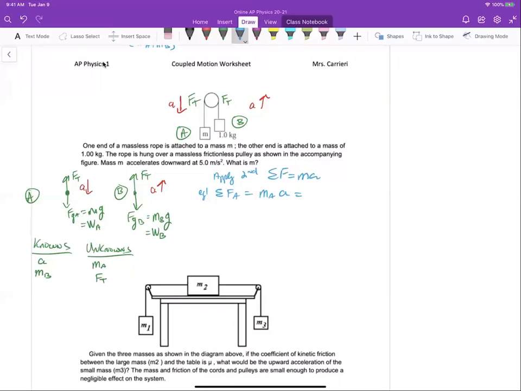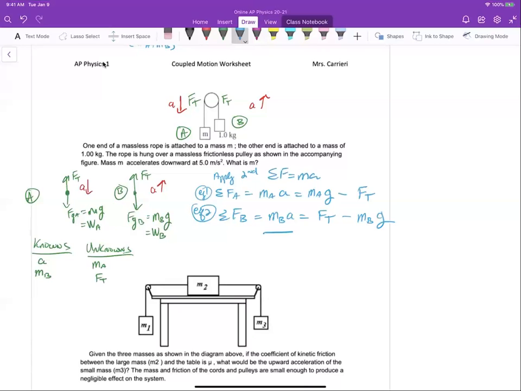Well, that would be Fg of A, which we can go ahead and write as mAg. Subtract the force of tension, that's opposite the direction. This is equation 1. Now I'm going to write equation 2. Sum of the forces on object B is equal to the mass of B times acceleration. What forces are in the direction of acceleration? Force of tension. What are opposite? Force of gravity. Well, what is that? Mass of B times g.